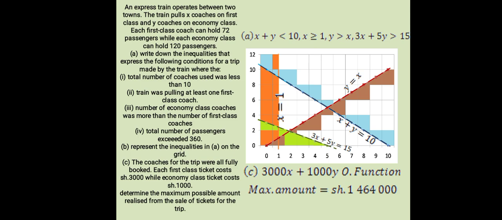C. The coaches for the trip were all fully booked. Each first-class ticket cost 3,000 shillings, while each economy class ticket cost 1,000 shillings. Determine the maximum possible amount raised from the sale of tickets for the trip.